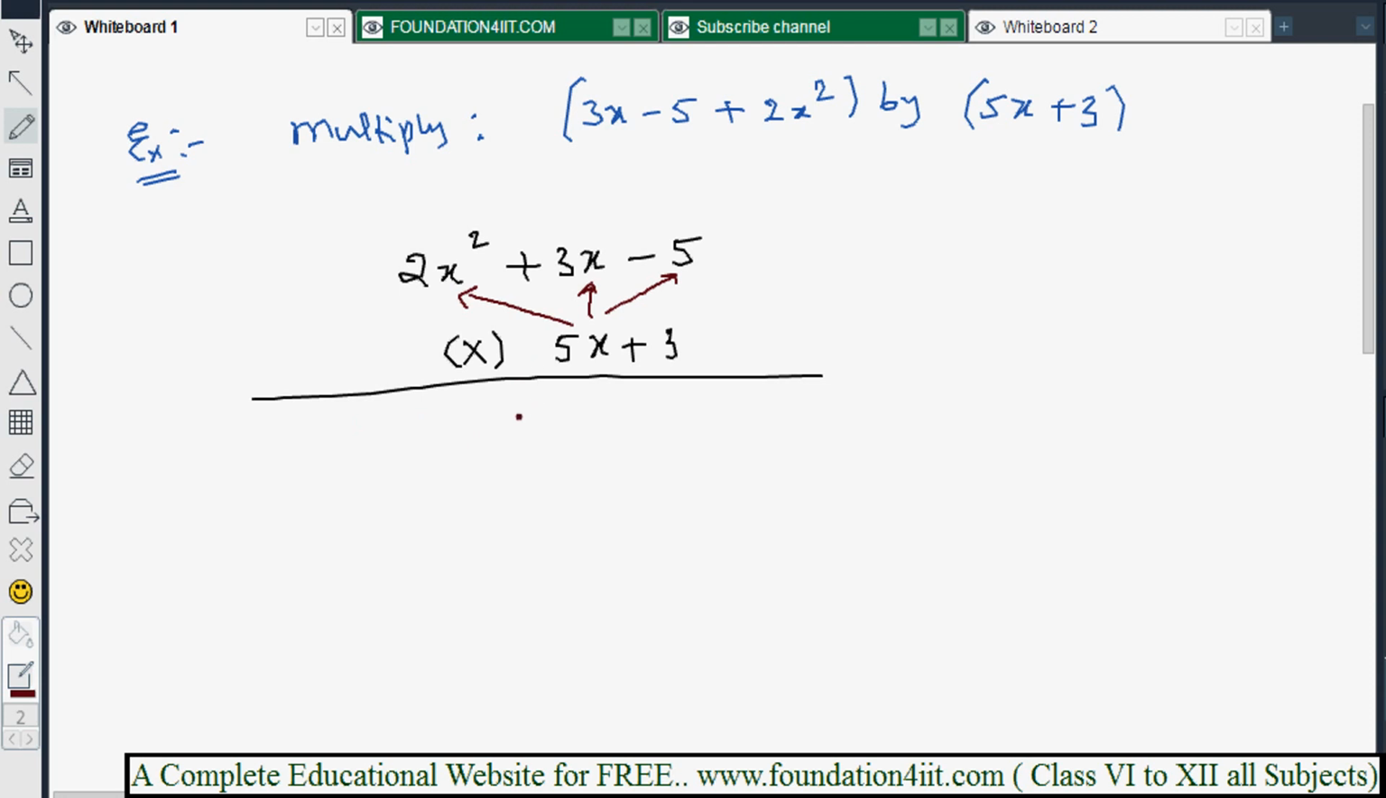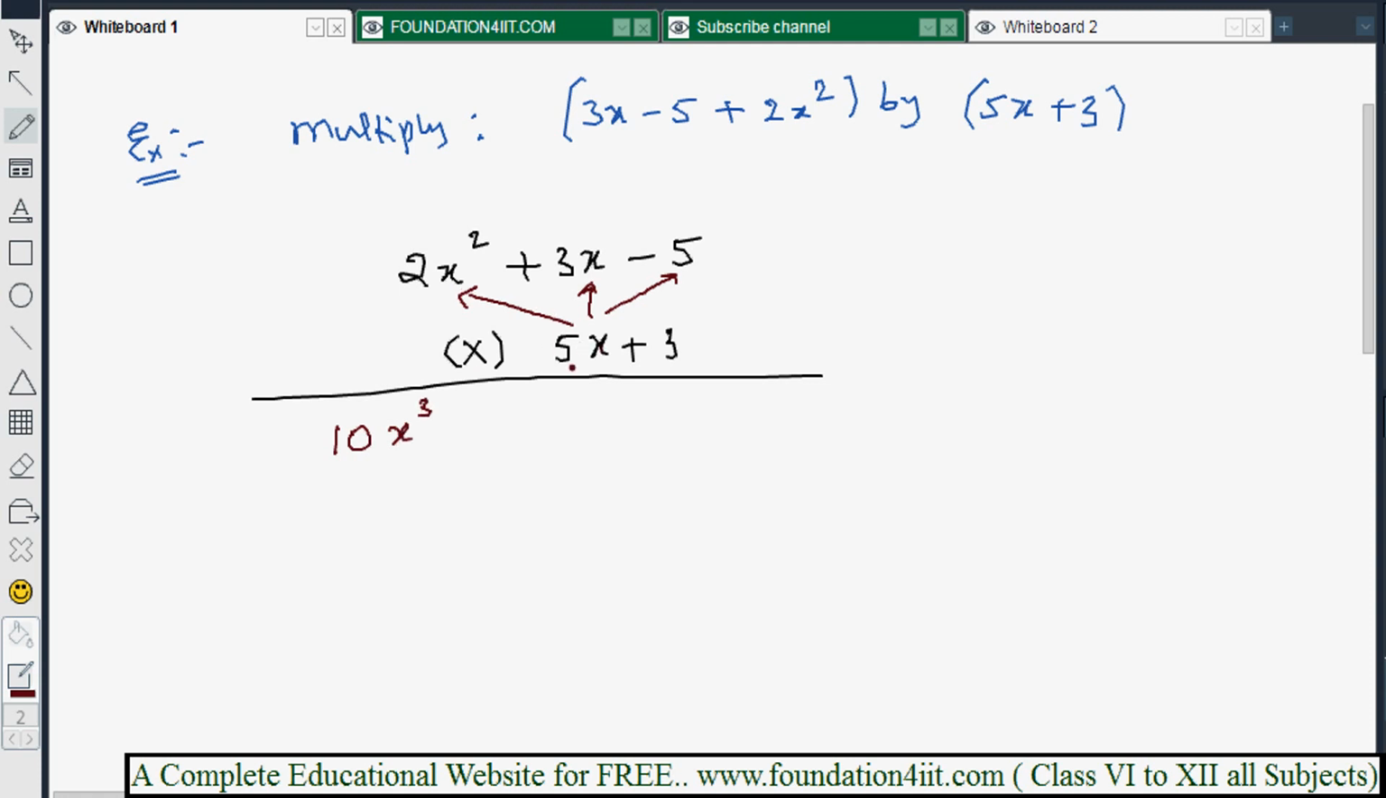Okay, directly writing 5x into 2x square, because I already understood how to multiply a monomial with a monomial. Now 5x is one term, 2x square is one term. We need to multiply in order: first sign, numerical value and variable. So 5x is positive, 2x square is positive, so the plus sign need not be kept. Next, 5 2s are 10. x into x square is x cube. So with 5x, 2x square.